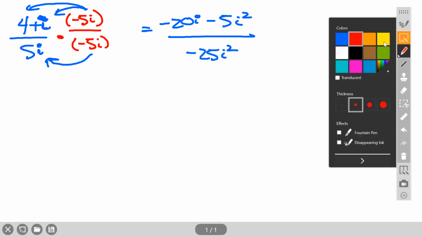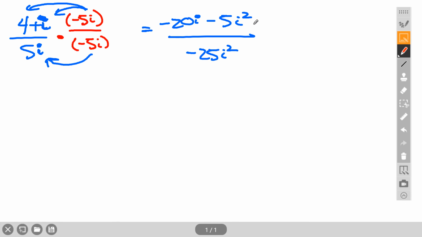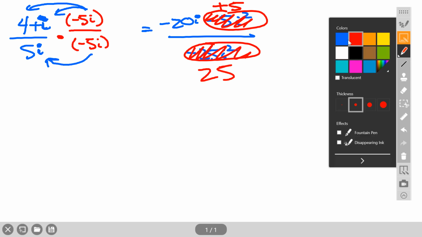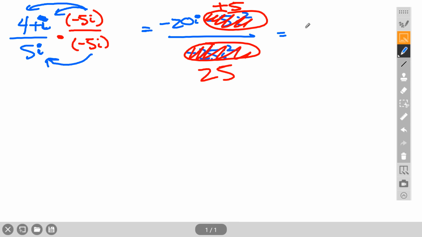But remember, these i squareds are really just negative 1. So negative 5i squared is negative 5 times negative 1, which is just positive 5. And negative 25 times i squared is negative 25 times negative 1, which is really just 25. So what we're looking at on the top is negative 20i plus 5, and on the bottom is just 25.